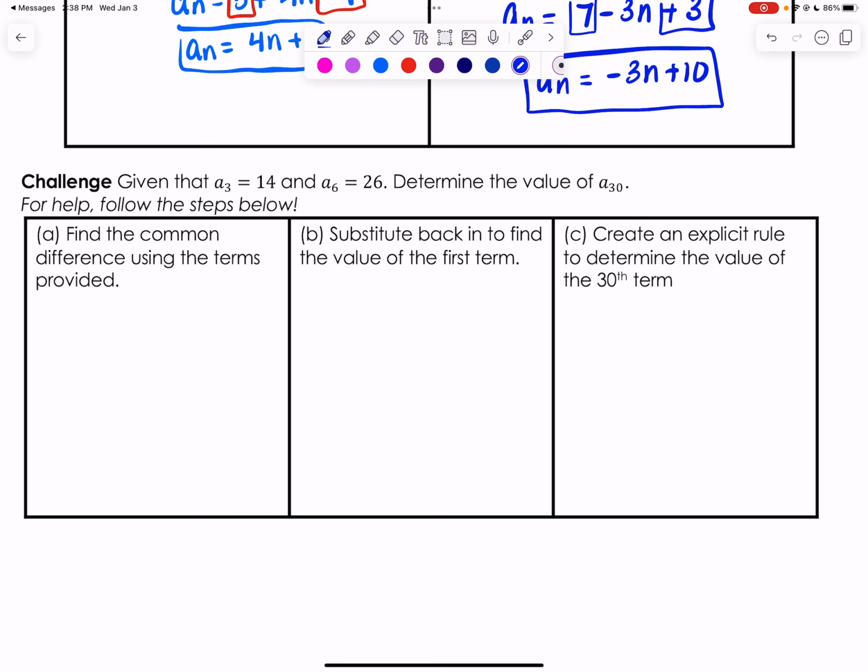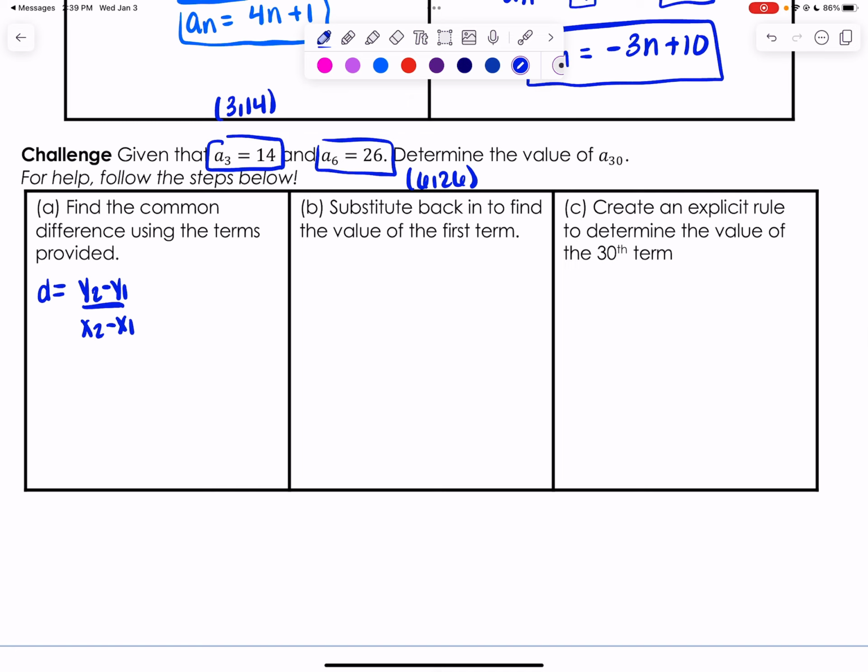So to find our common difference, all we're going to do is treat these as ordered pairs to find our slope. So basically, a sub 3 being 14 is really just 3 comma 14. And then a sub 6 equaling 26 is really just 6 comma 26. So we're going to find our common difference by using our slope formula, which we learned in our last unit. And then we're going to plug those points into our slope formula. So we're going to do 26 minus 14 over 6 minus 3. And if we type that into our calculator, we should get 4 as our common difference. That's basically telling me that my slope, or my common difference, is 4.